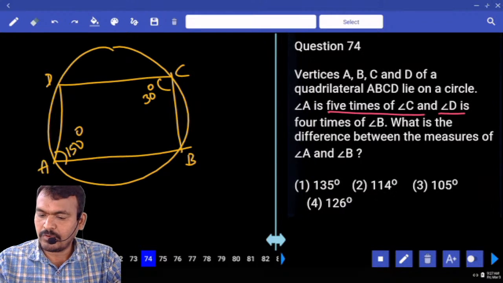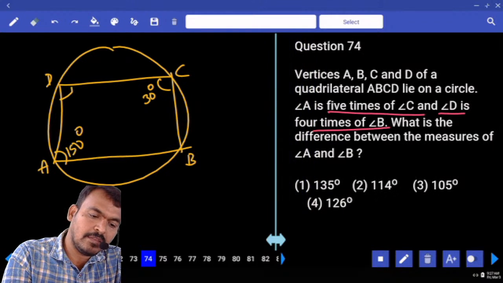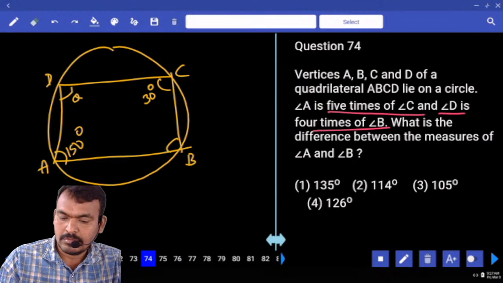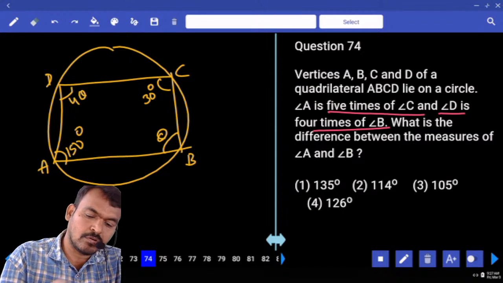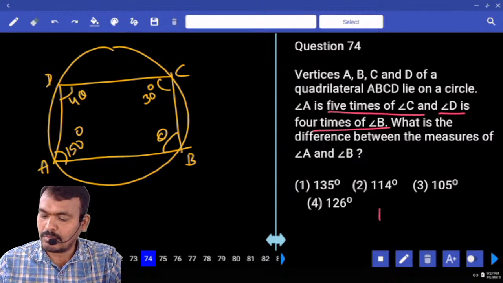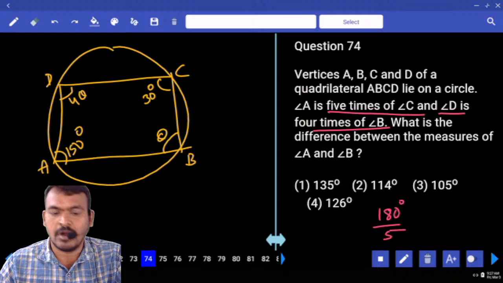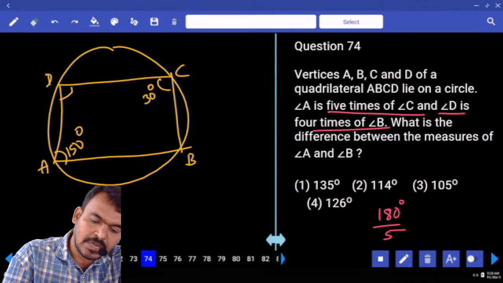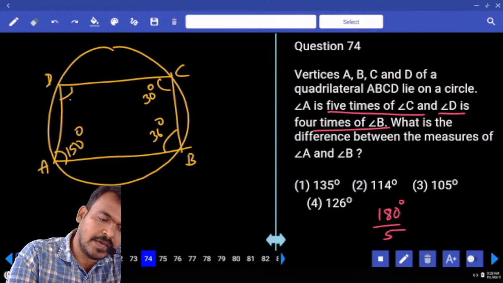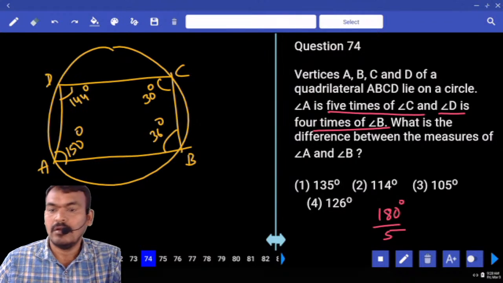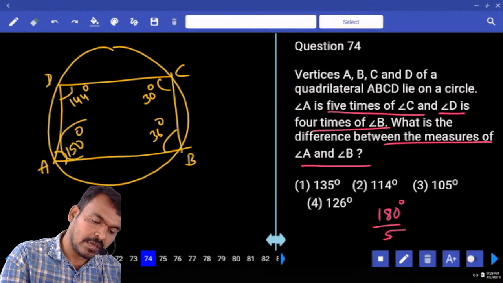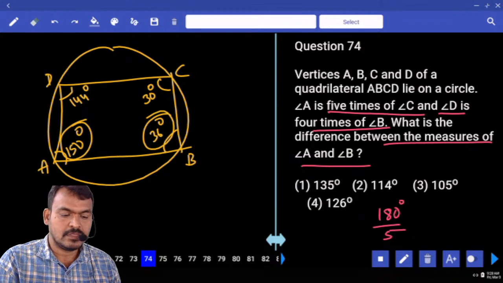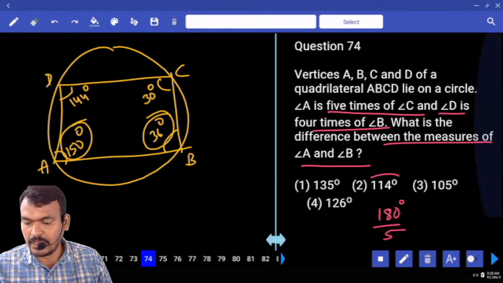Next, D is 4 times which one? B. Suppose B value is theta, D value is 4 theta. Total it is 5 theta. 5 theta equal to how much? 180 or not? 5 theta is 180, dividing by 5 we are getting theta value or not? How much? 36. Means theta is how much? 36. And D value is 144 or not? What is the question here? Difference between the measures of angle A and angle B. What is angle A? 150. Angle B, 36. Difference is 114.